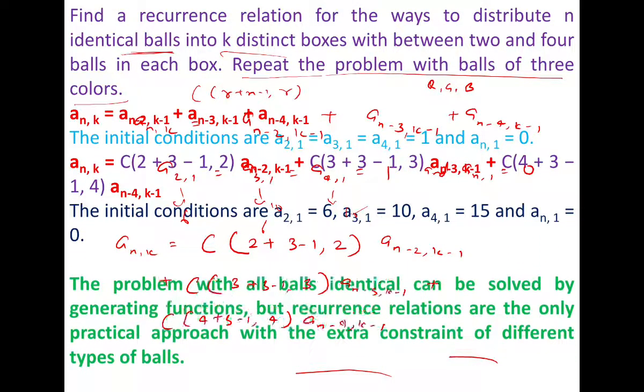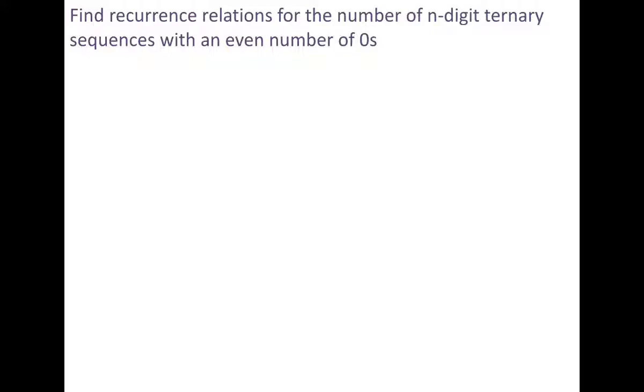Okay, let's see the next question now. Find the recurrence relation for the number of n digit ternary sequences. Ternary means sequences made up of 0, 1, 2, with an even number of zeros.